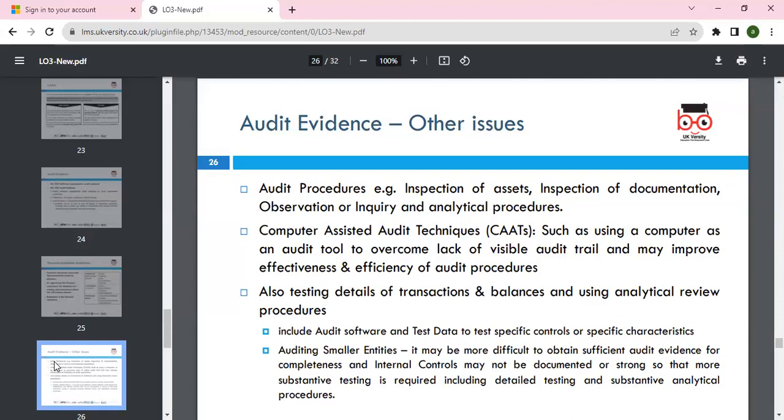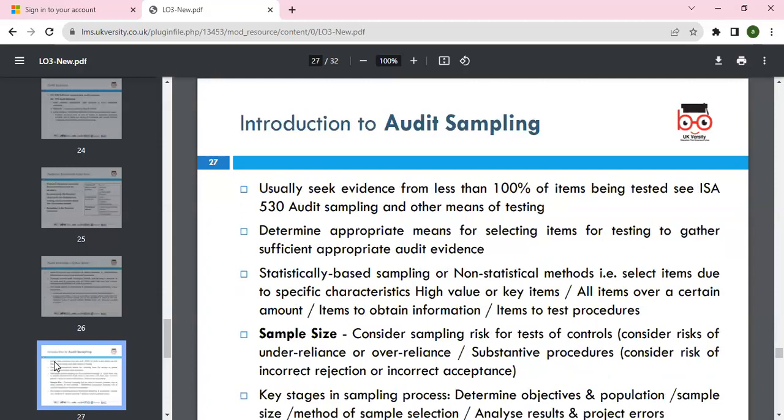Is it a big organization? Substantive procedures and data assertions, which means comparing with the data of the previous year. So, an introduction to audit sampling: auditors usually seek evidence from less than 100% of the items being tested, in the International Standard on Auditing. Audit sampling means testing and determining appropriate items, selecting the items and testing them to gather sufficient appropriate evidence. There are statistically based sampling and non-statistical methods, and selecting items due to their characteristics, such as high-level key items and all items over a certain amount.